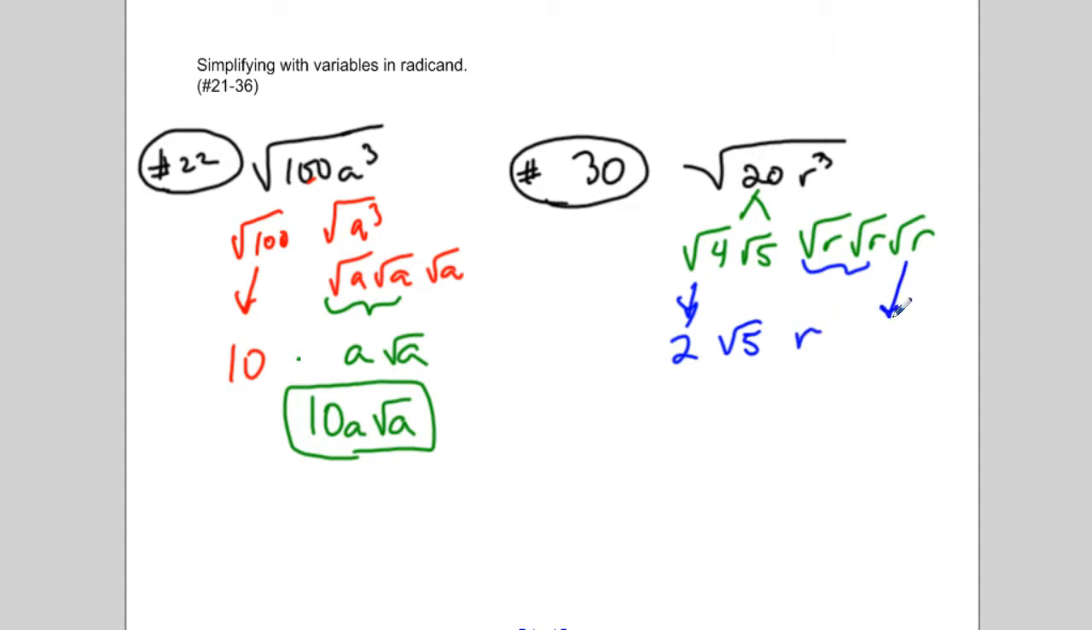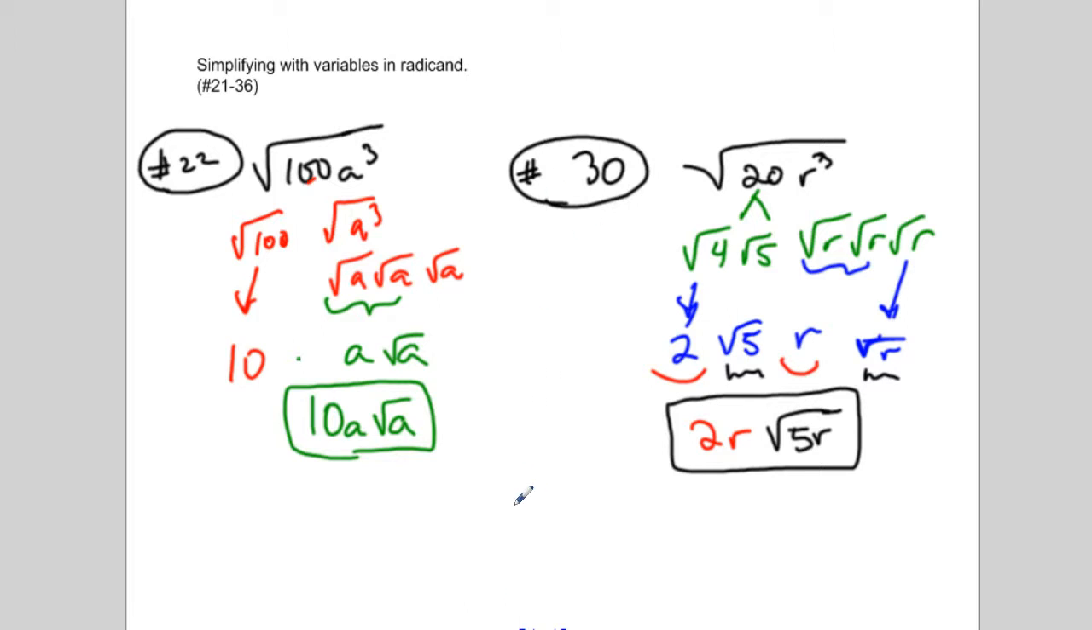This still has a square root because it doesn't have anything else to match up with. The square root symbol, sorry, the square root kind of looks like an r. So this is without a square root, this is without a square root. Put those together, 2 times r. This has a square root, this does have a square root. Put those together, both under a square root. So square root of 5r. This is your answer.